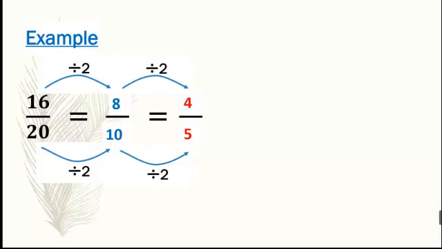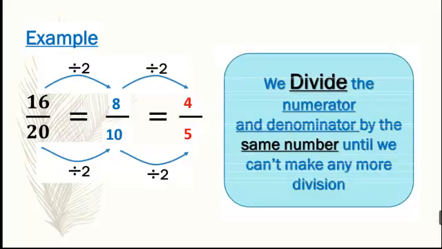So what is the simplest form? The simplest form, we get it when we can't make any more division. Someone will ask me, can I divide 16 and 20 by 4 directly? Yes. 16 divided by 4 gives me 4 and 20 divided by 4 gives me 5. So we got 4 over 5 in one step. Let's see another example.